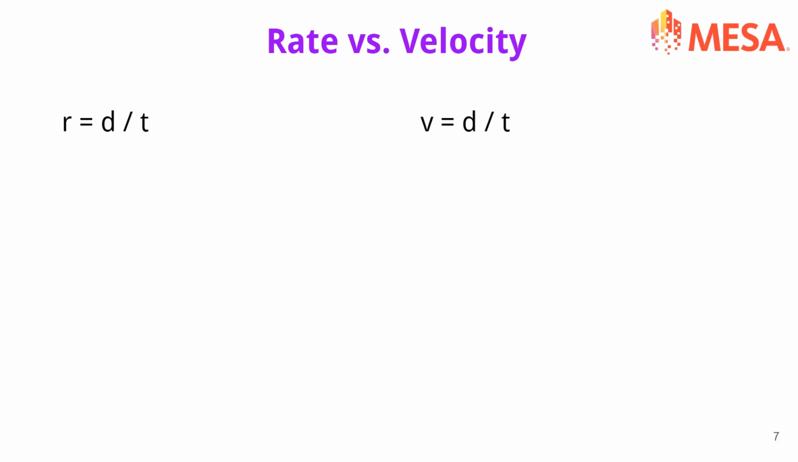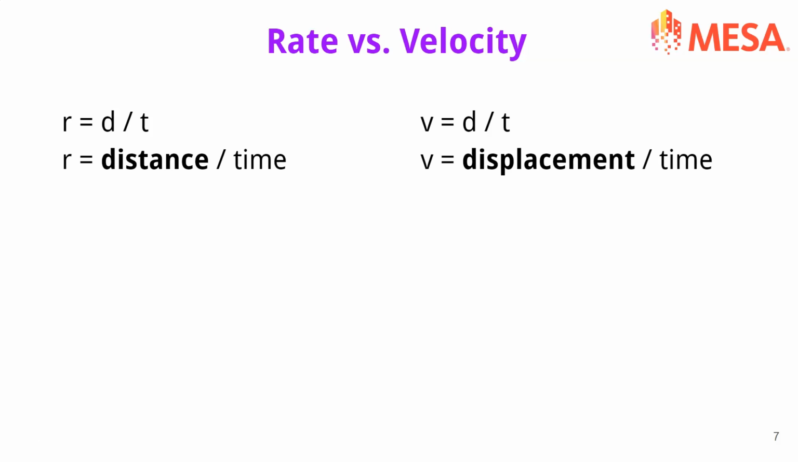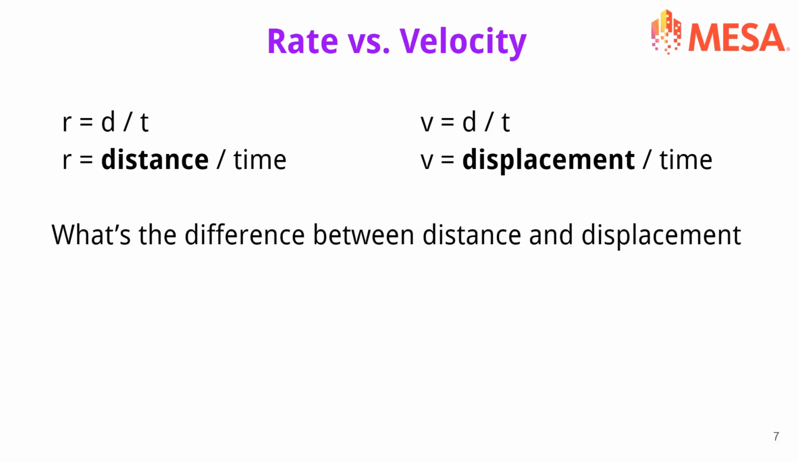Now, before we move on to a kinetic energy problem, I need to make sure you are aware of the difference between rate and velocity, because the formulas look the same, but there's a very fine nuance that I need to make sure people are aware of. So, rate or speed is equal to distance over time. The calculation for velocity also looks very similar. It looks like d over t, but it's actually displacement over time.